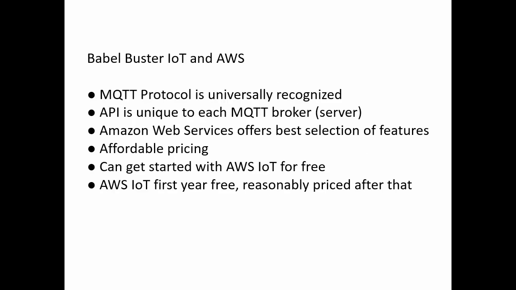The MQTT protocol is universally recognized. However, each MQTT-based IoT cloud has its own set of rules referred to as an API, or Application Programming Interface. Therefore, while the definition of an MQTT broker or server is generic, the actual implementation is always somewhat unique. Control Solutions chose to go with Amazon Web Services, or AWS, for its initial offering, because AWS offered the greatest selection of features at a most affordable price. You can get started with Amazon Web Services Internet of Things for free. Your first year of AWS IoT is free and quite reasonably priced after that.